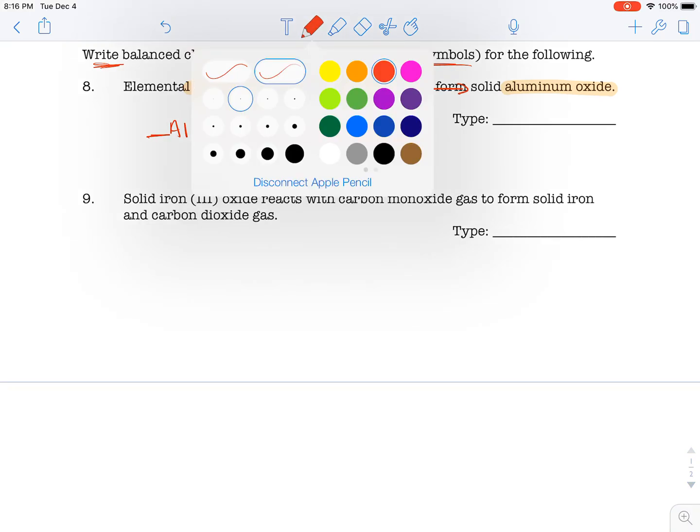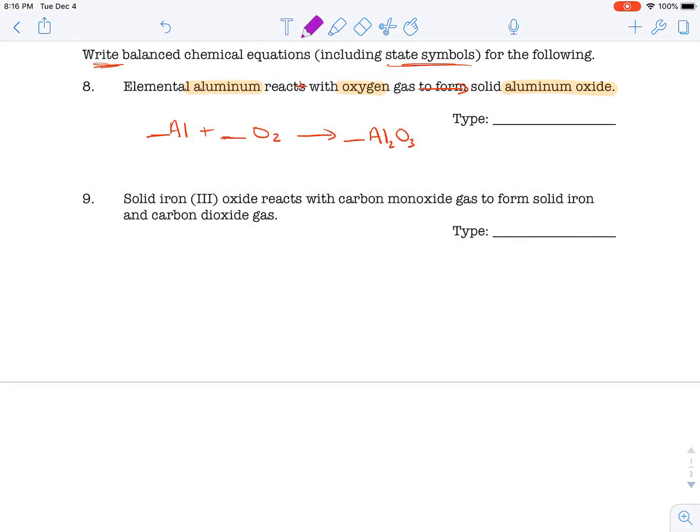Step 2, we're going to write our state symbols in. So elemental aluminum. Aluminum in its natural state is a solid, so we're going to put an S behind that. Then we've got oxygen gas, so we're going to put a G behind that. And last but not least, we've got solid aluminum oxide, so we're going to put an S behind that.